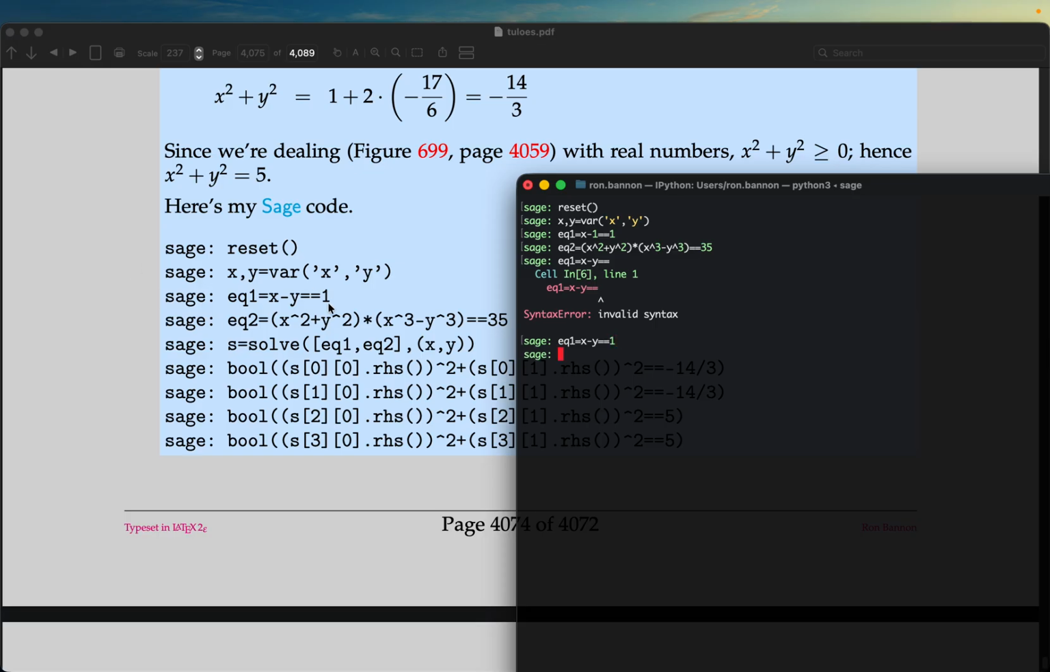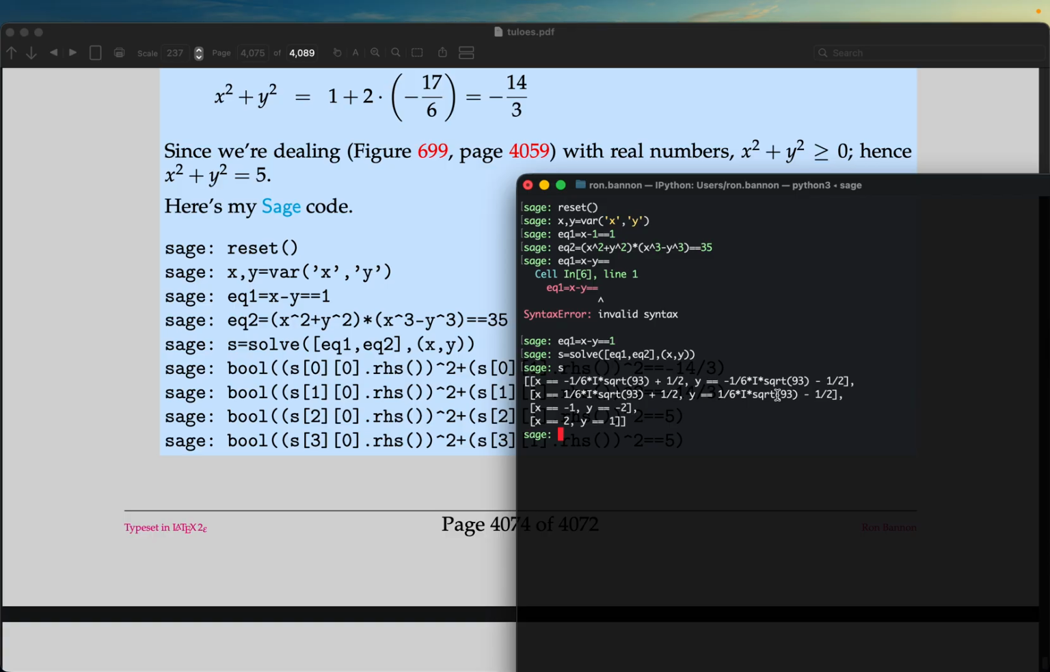What I want to do is solve, but I'm going to assign S the solution set. And I'm going to solve equation 1, equation 2 for x, y. Again, I'm going to display S for you, and it might look pretty complicated, but there's a bunch of numbers over here, and some are complex, some are real. Now, granted, that's not their question. Their question is, what are the values of x squared plus y squared?